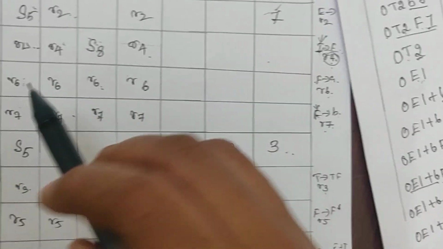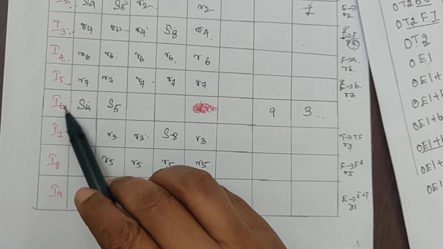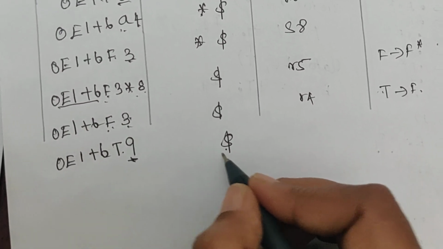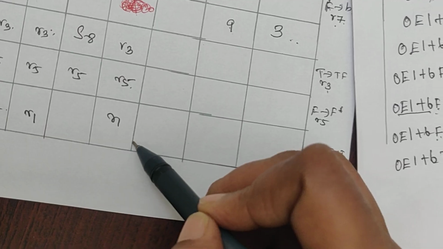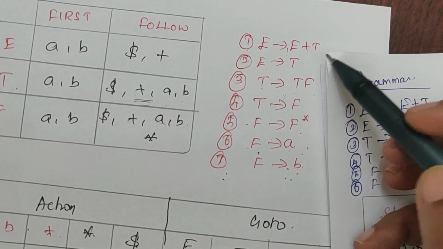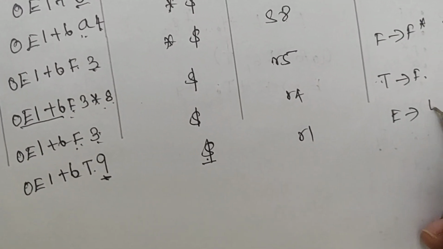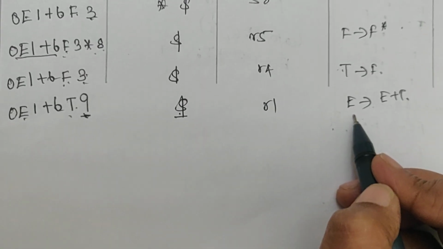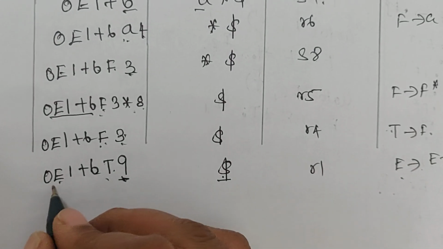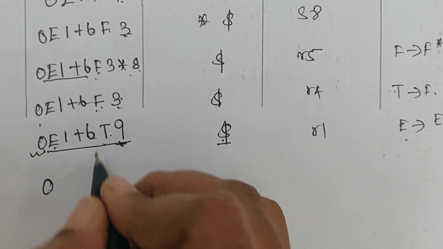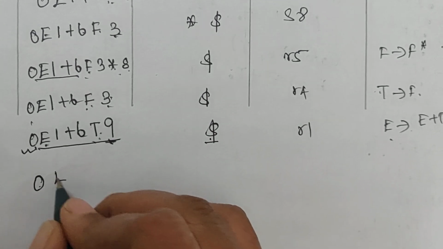So 6 on T will check. 6 on T is 9. So write 9 here and I have a dollar. 9 on dollar is R1. R1 we know is E tends to E plus T. Right? I have E and T here and that will convert into E. So only the left hand side gets remains, and so E plus T will get converted into E.